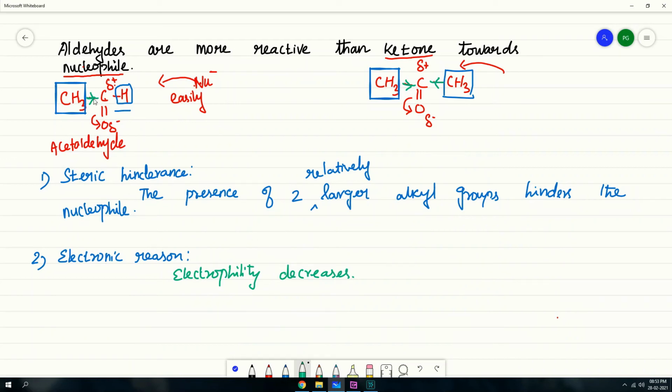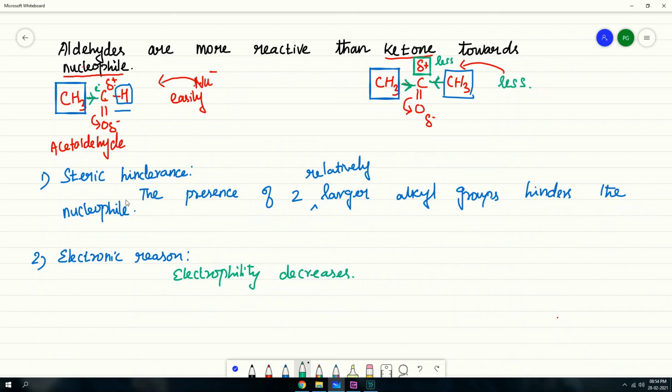That means what? It is giving electrons. So this electron will somewhat neutralize this positive charge. So the density of the positive charge decreases, and the nucleophilic attack will be less. Here in this ketone, the electron donation is by two methyl groups. So more electrons are given, the partial positive charge is less, and the attack of the nucleophile is less.